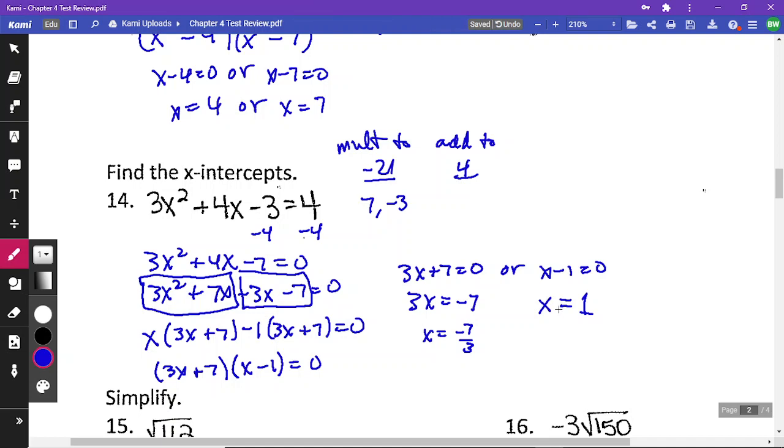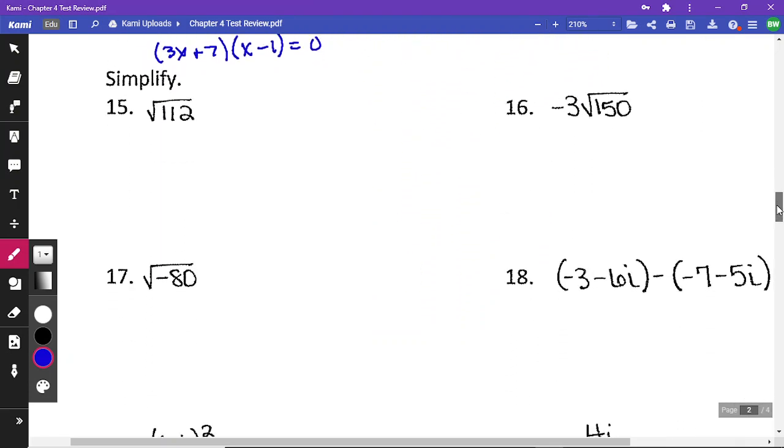We could plug those into the original equation and check them. I'll check the 1 really quick. The negative 7/3 is a little harder to check. You'd have to square it and all that. So we won't check that one, but it should work. So put in 1, well, you get 3 plus 4 would be 7, then minus 3 would be 4. Okay, so it works. 1 works. We didn't try the negative 7/3. Pretty sure it works too.